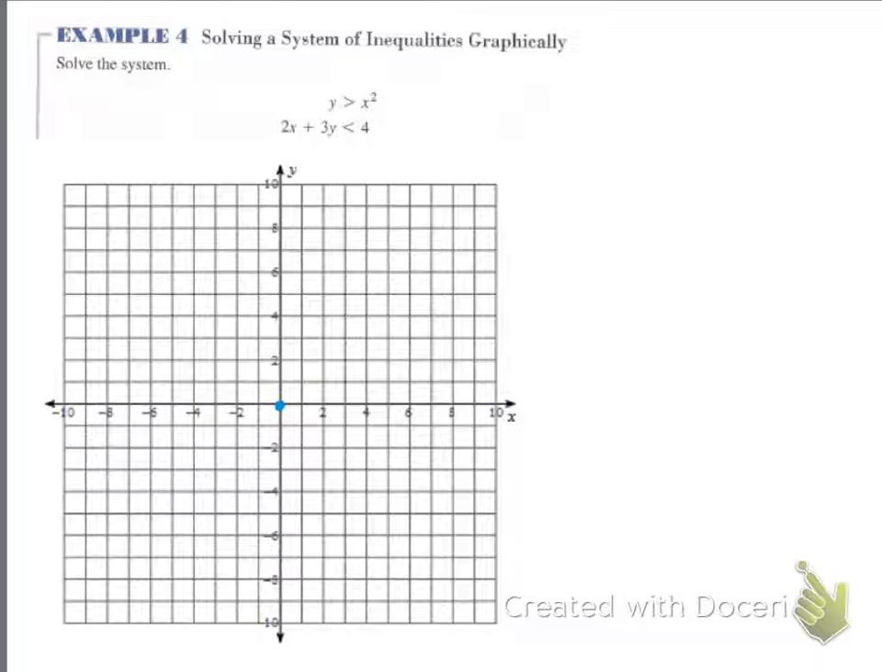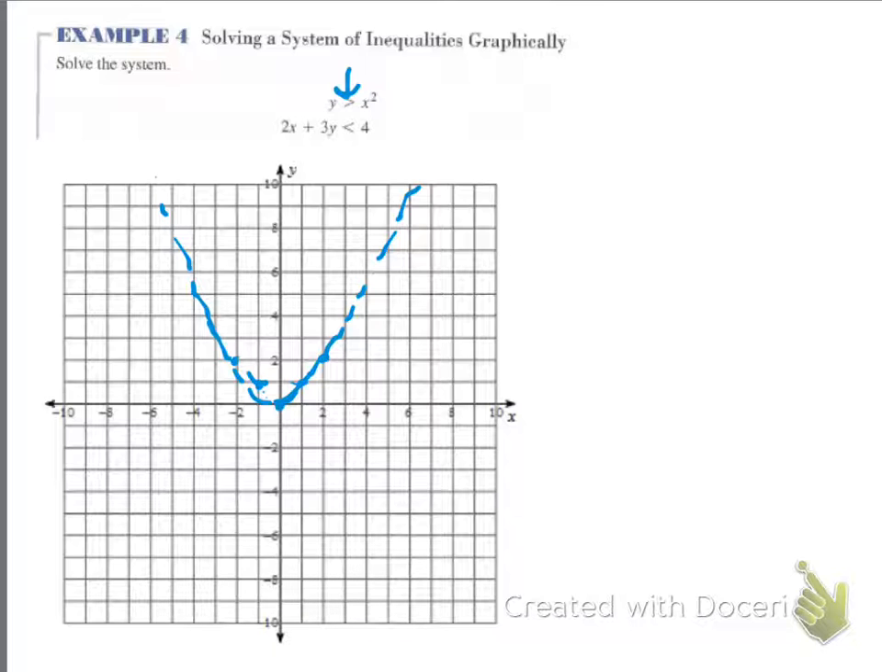So here are the points for y equals x squared. Now, it's greater than, but it's not or equal to. It's hard to do dotted on here. Okay, so that's a dotted parabola. A terrible dotted parabola, but a parabola nonetheless.